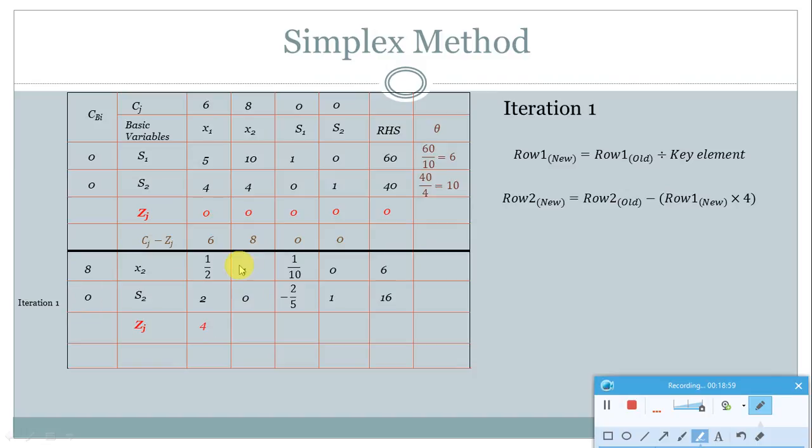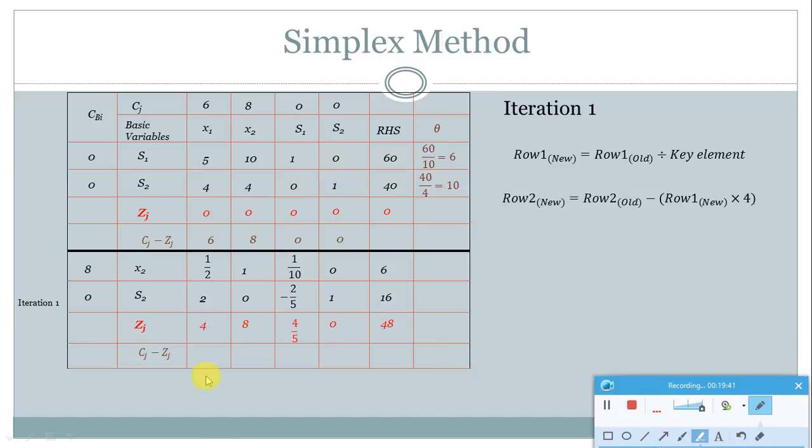Next, 1 into 8 plus 0 into 0, so this will be 8. Similarly, here the value 4 upon 5 will be obtained. Here the value 0 will be obtained, and the RHS Zj will be 48. So here we can say that the value of the objective function has improved from 0 to 48 in iteration 1.